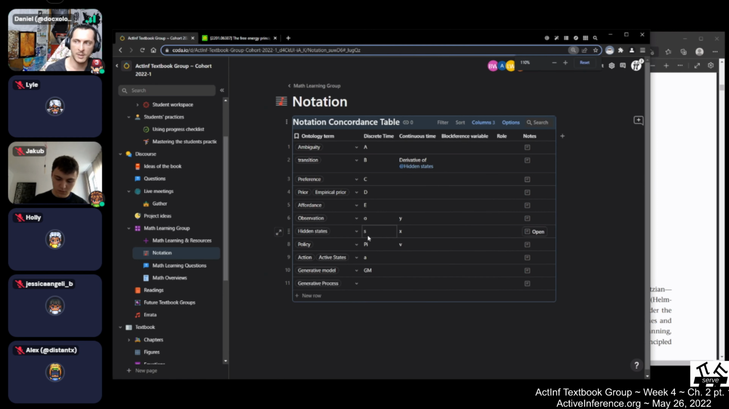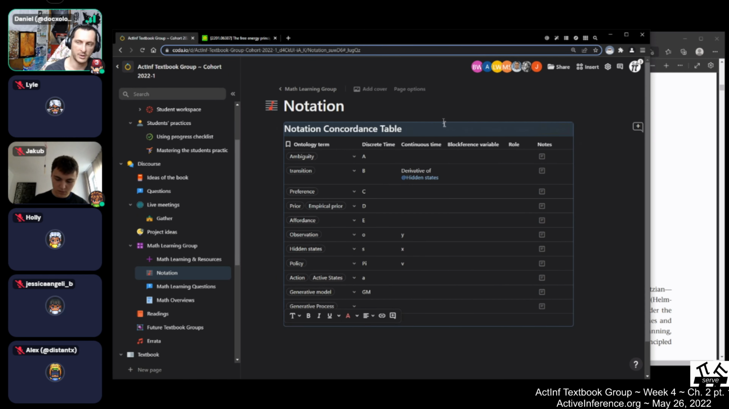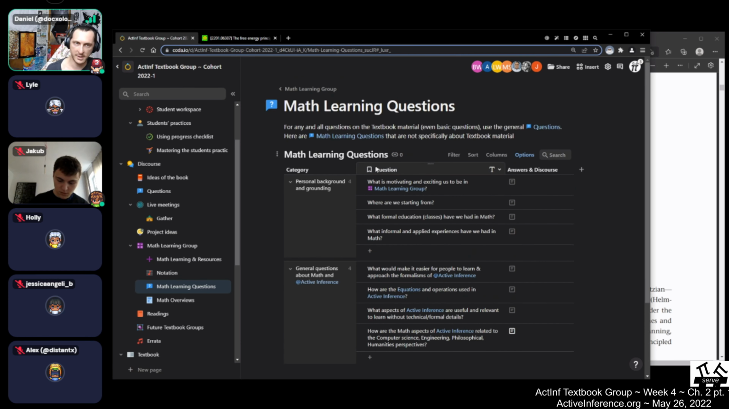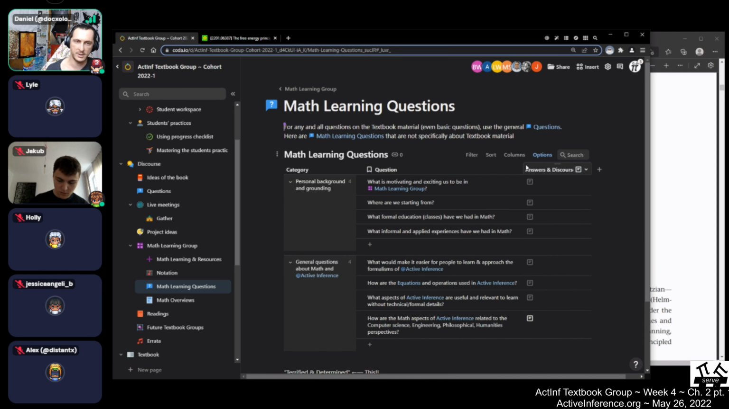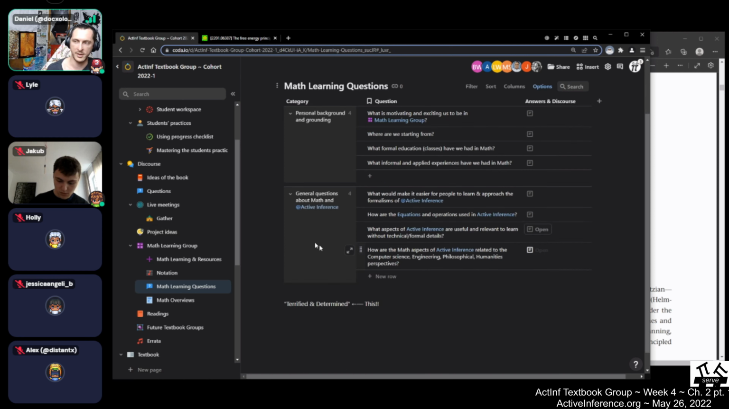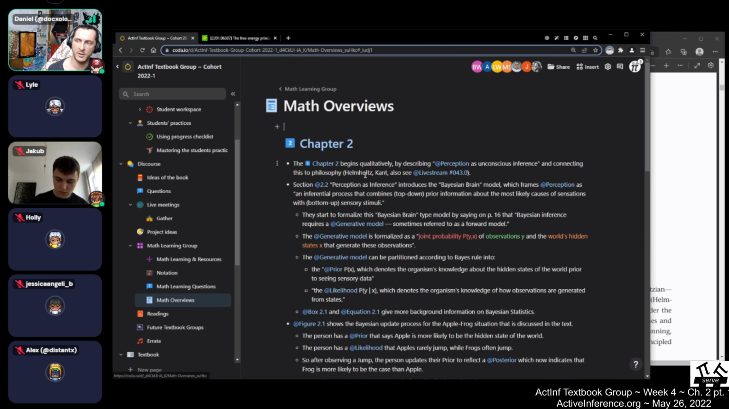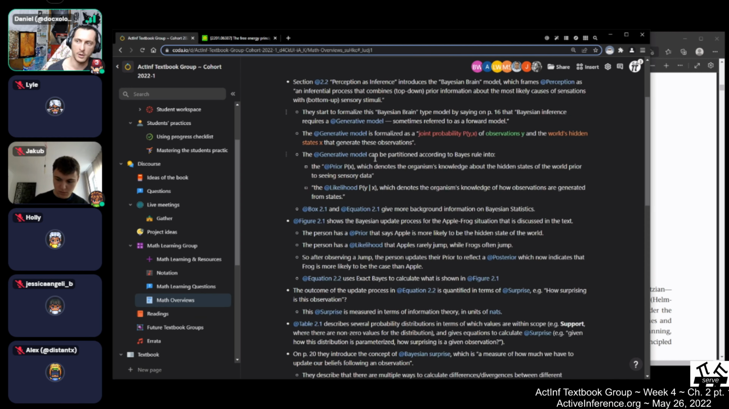We have a notation table that will help us as we start to look at the notation more. There are some basic math learning questions, like around math. Anything related to the textbook content can go in the main questions. Math learning group is part of the textbook group. So these are not questions to be answered like the other ones that we're going to go to, but this is just about math. And then also there are some math-oriented overviews.